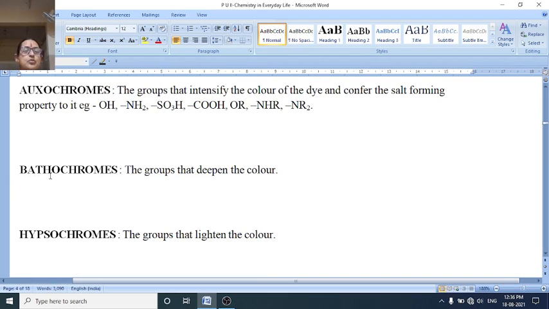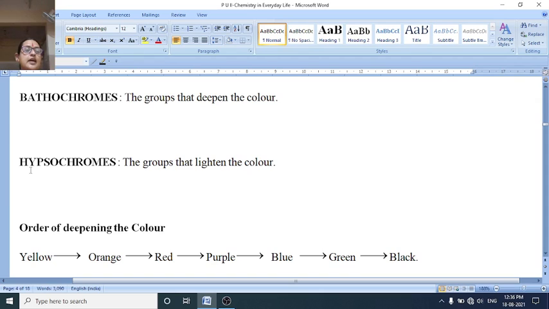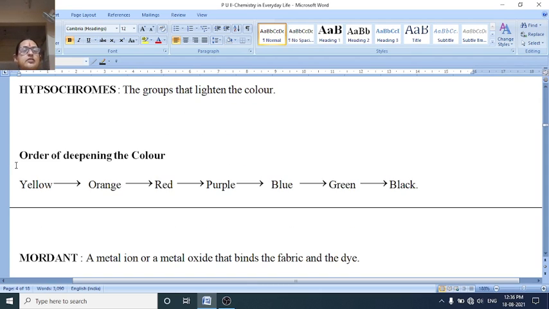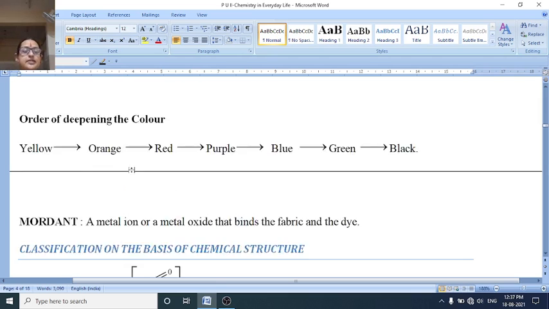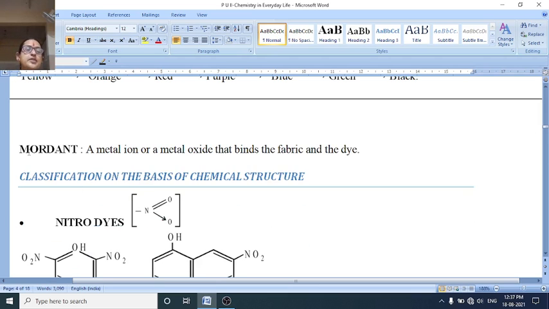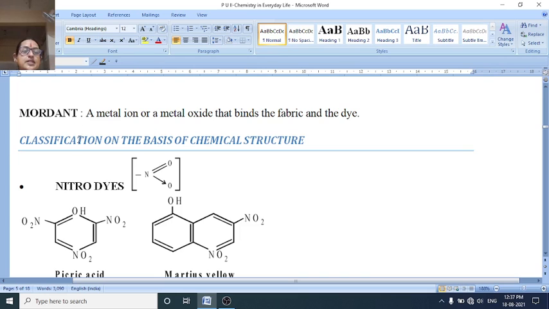Next is bathochromes, the group that deepens the color. Next is hypsochromes, the group that lightens the color. The order of deepening the color is yellow to orange, orange to red, red to purple, purple to blue, blue to green, and green to black. Next, what we are going to study is mordant, a metal ion or a metal oxide that binds the fabric and the dye. Next, what we are going to study is classification on the basis of chemical structure.